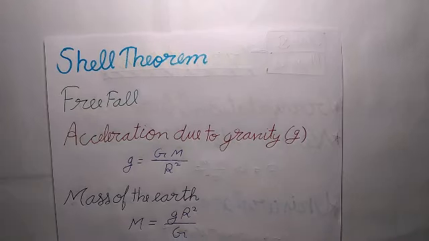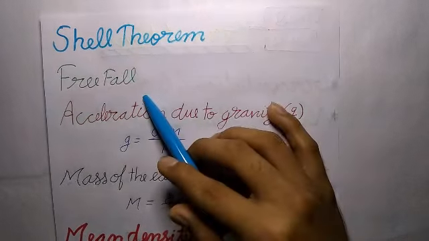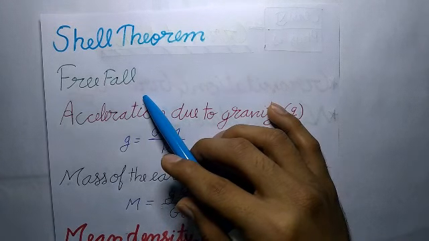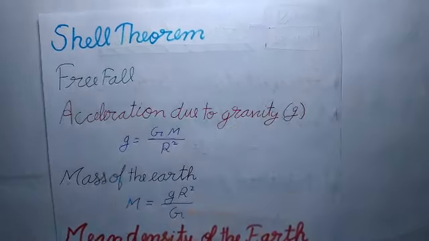Next is shell theorem. First, the gravitational force on a particle placed anywhere inside a spherical shell is 0. Second, if a particle lies outside a spherical shell, the shell attracts the particle as though the mass of the shell were concentrated at the center of the shell. Now, free fall. The motion of a body under the influence of gravity alone is called free fall.